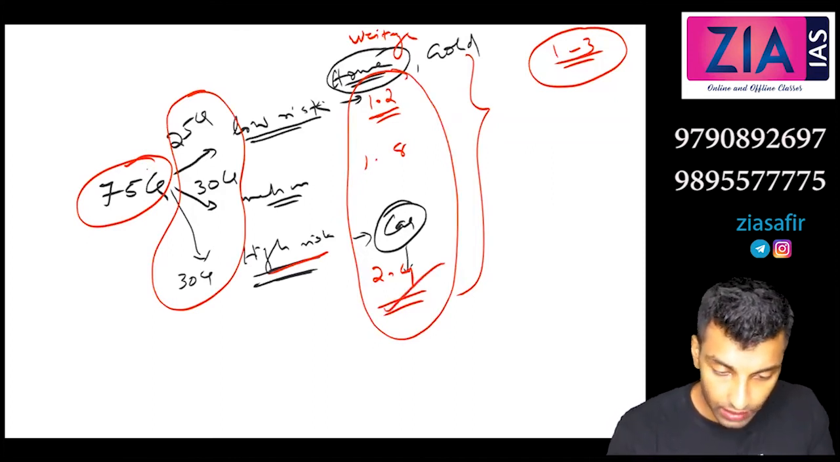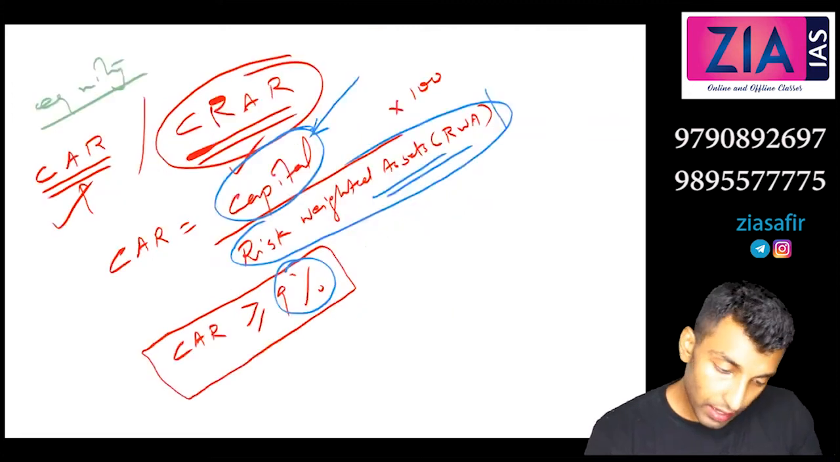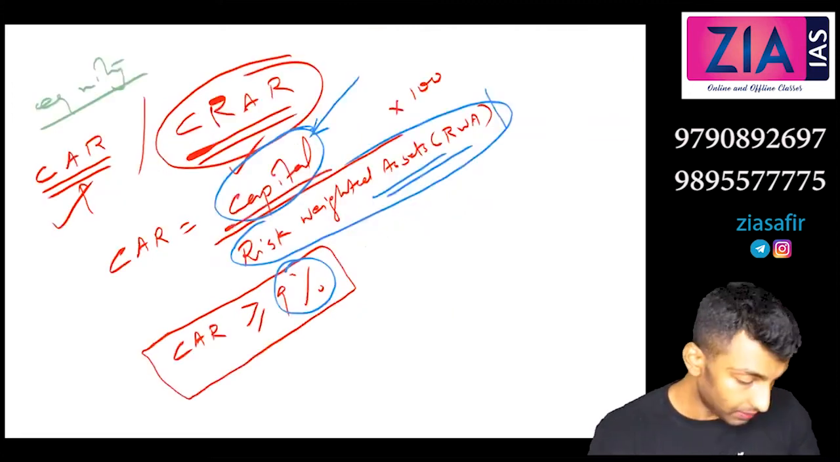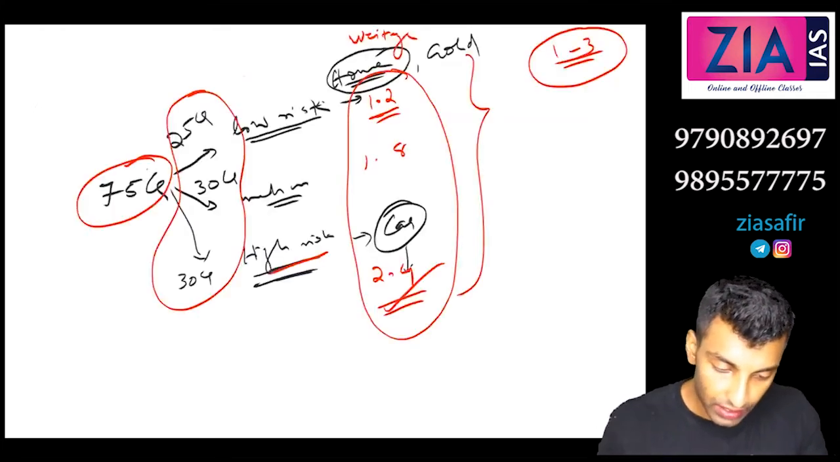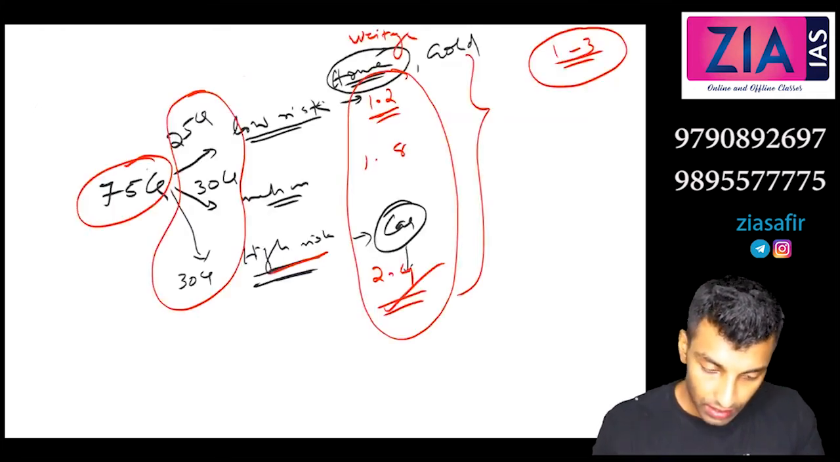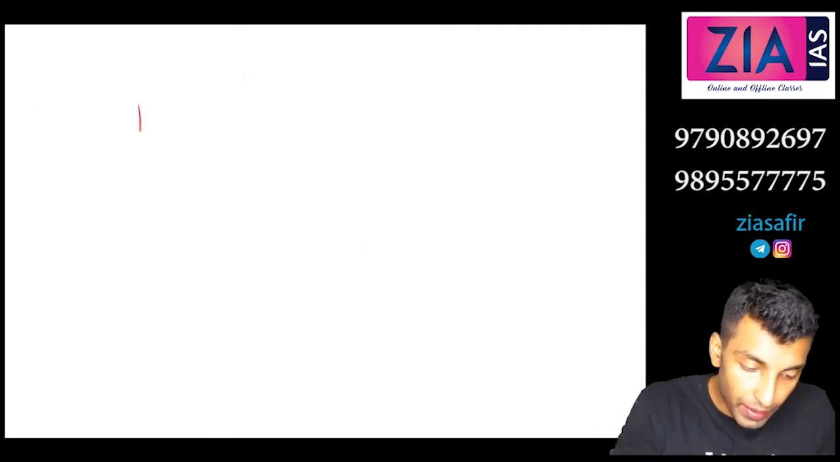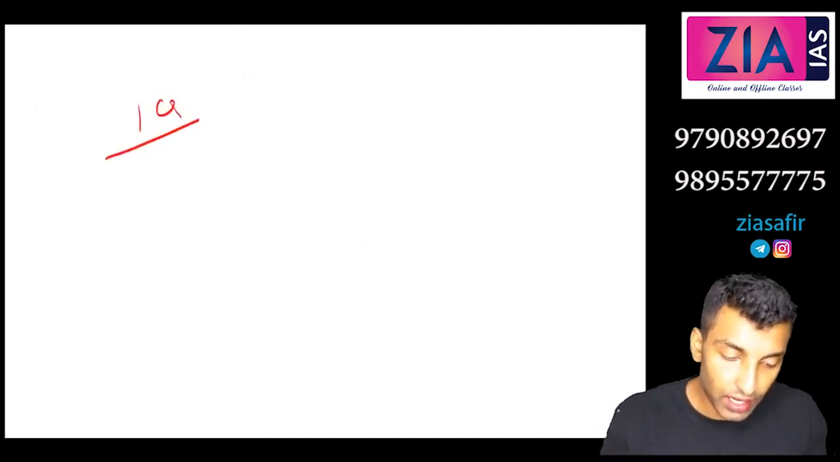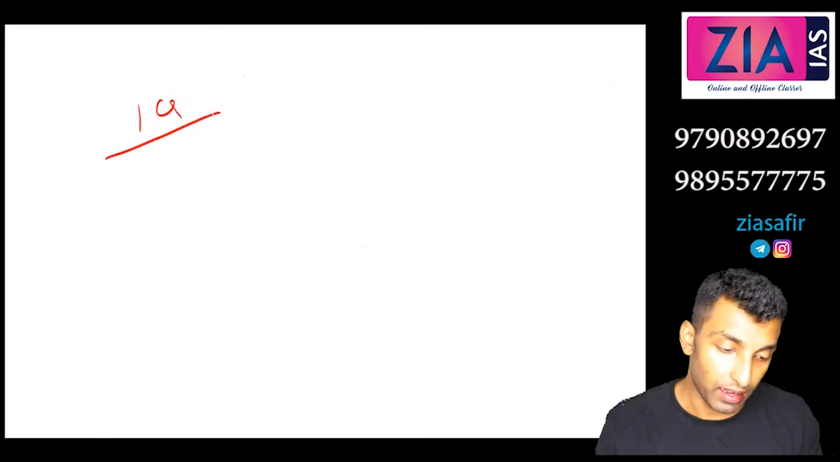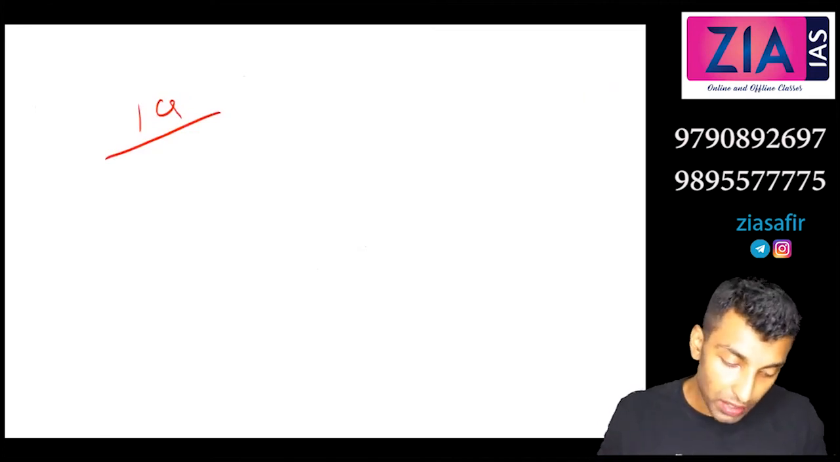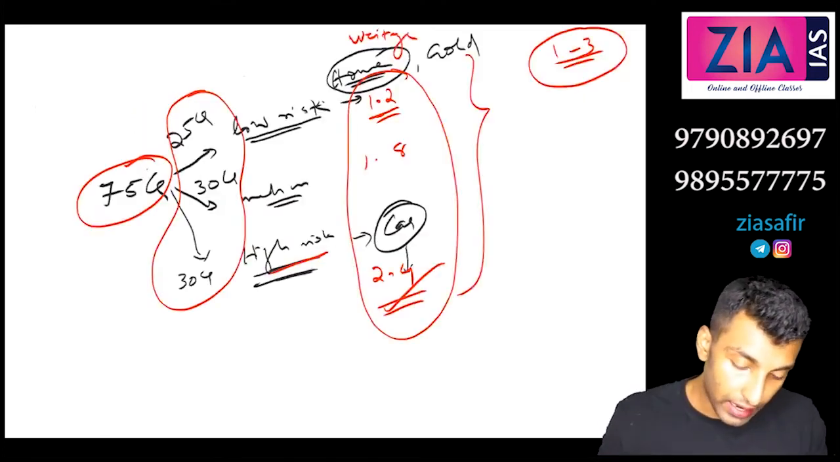The formula is capital to risk weighted assets, right? Are you okay with this much? This we have discussed? Yes, sir. What is the capital here? Capital here is 1 crore, right? The person invested 1 crore and started the bank. And he is lending how much? 75 crore, and that is divided like this.